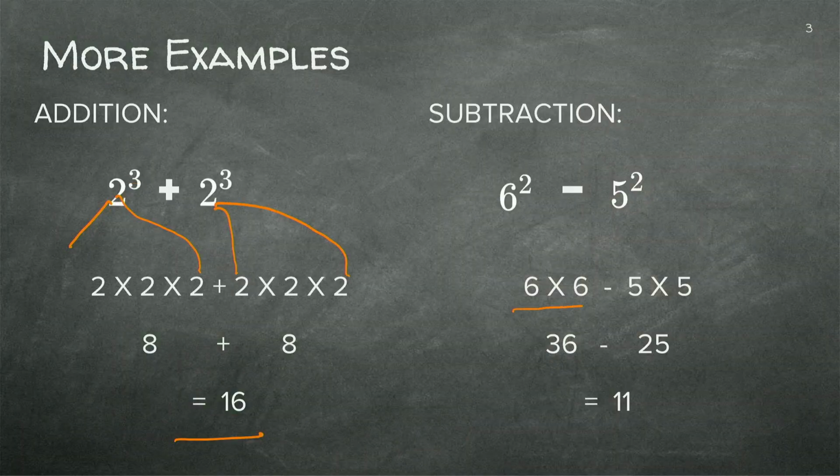Easy, right? Now we have to subtract 6 to the power of 2 minus 5 to the power of 2. So 6 times 6 minus 5 times 5. And always remember, what is the order of operations? We do the multiplication area first. So 6 times 6 is 36. 5 times 5 is 25. 36 minus 25 is 11.